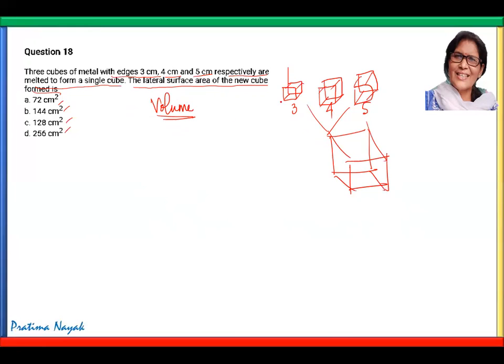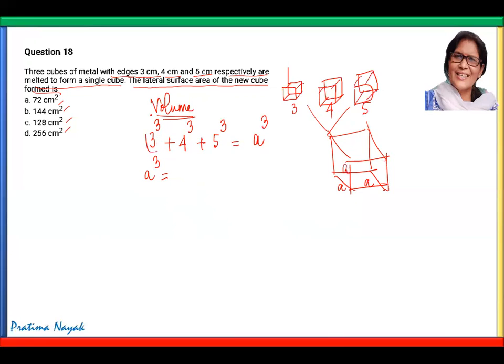So the volume of the box of side 3 will be V1, that will be 3 cube. And the second one is 4 cube. The third one is 5 cube. So that is the volume of the new box whose side let us take as A. We don't know, so it will be A cube. So let us calculate now what is the total value of volume after melting.